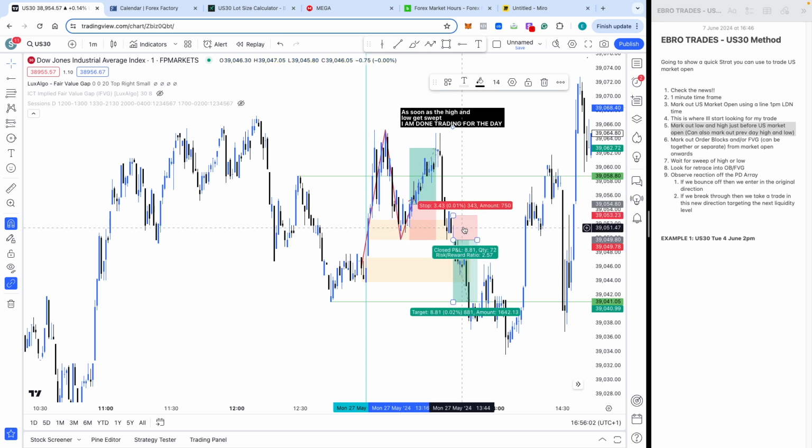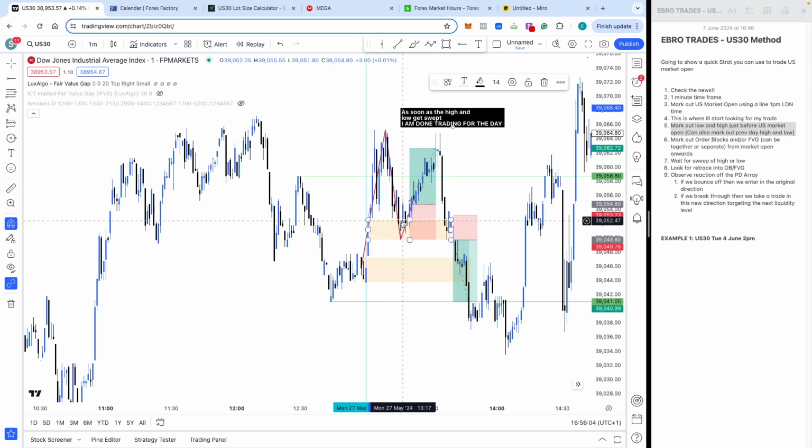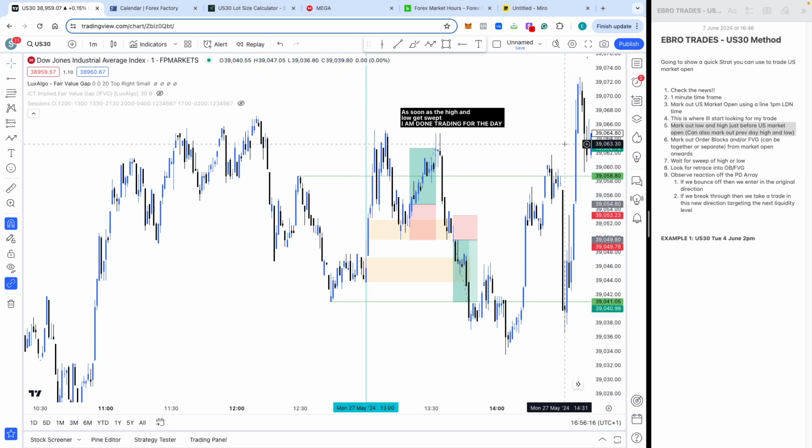Someone in the comments asked me for a sell side example. Here's your sell side example. You could literally have taken both the buy side and the sell side trade. We're following the trading plan step by step. You can see we marked out our high and low. We waited for the high to get taken. We waited for a retracement into our fair value gap. As soon as we retraced into our fair value gap, if you look at step number 9 over here, observe the reaction of the PD array. If we bounce off, then we enter in the original direction. We bounced off, so we enter in the original direction, hence our long trade over here.